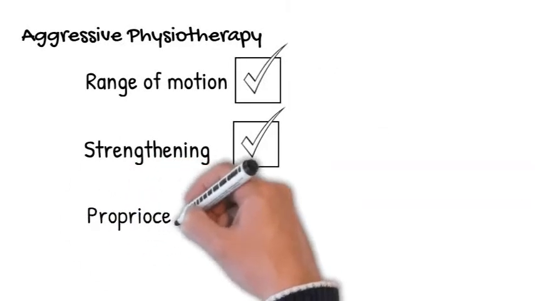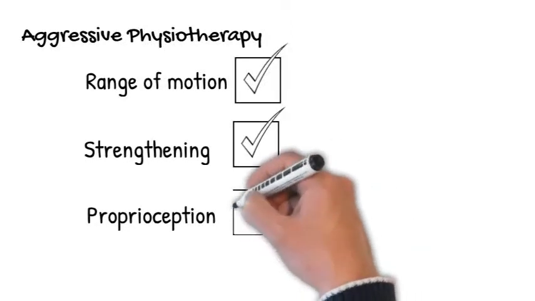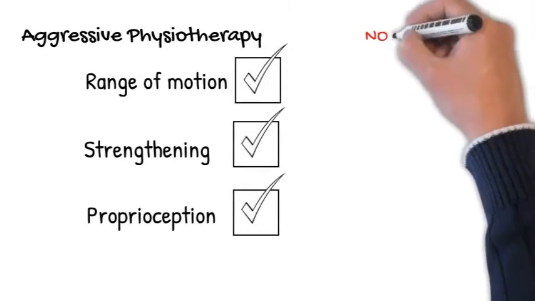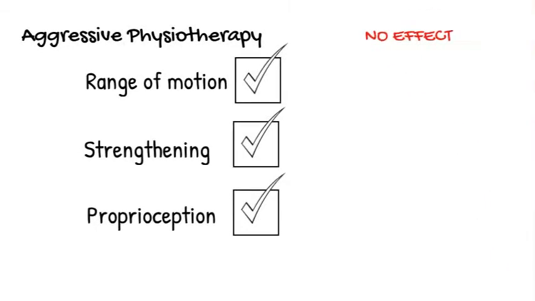And then the last one is proprioception. So proprioception is knowing where your leg is in space even though you can't see it. So for instance, if I put my hand behind my back, I know where it is, but I can't see it. And there are exercises your physiotherapist can do to reduce your chance of having a similar injury in the future.